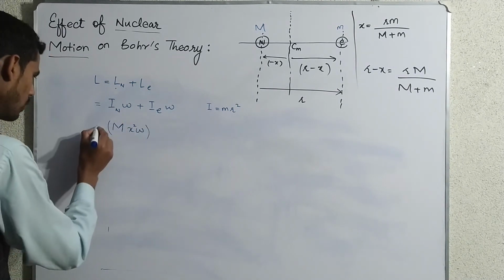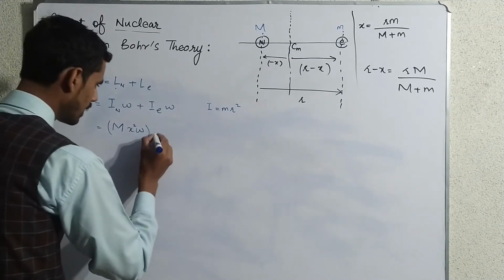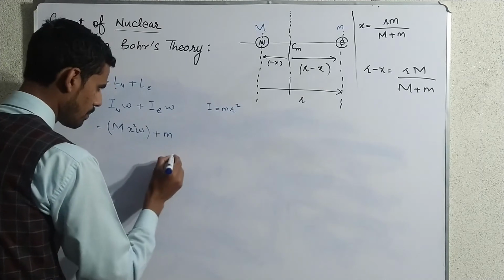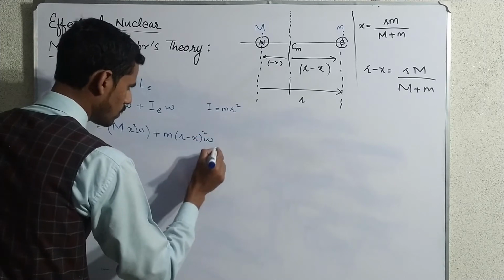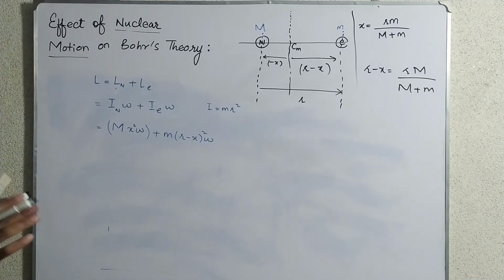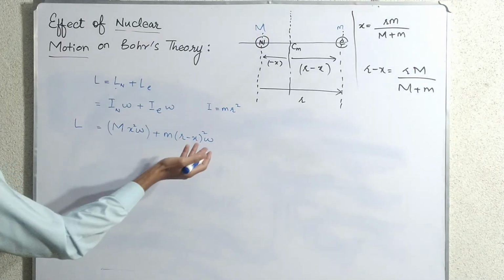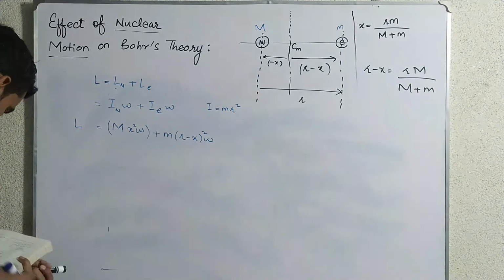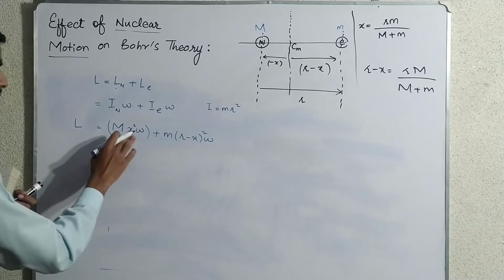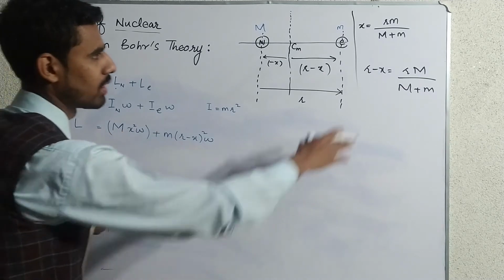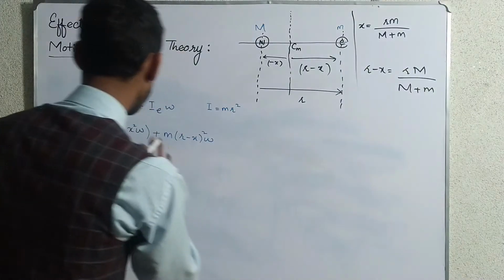Now for the electron, similarly, the mass is m, and this is R minus x whole square into omega. I hope you can understand how these equations are formed. We simply put the value of this in this equation. Now we are going to put the values of x and R minus x that we have found out here. That's why we found these values, to put them in this equation.